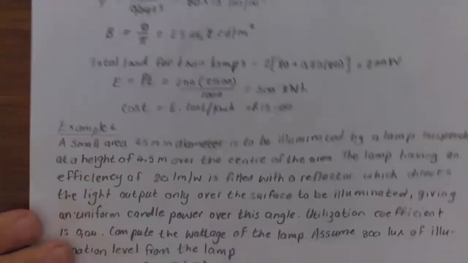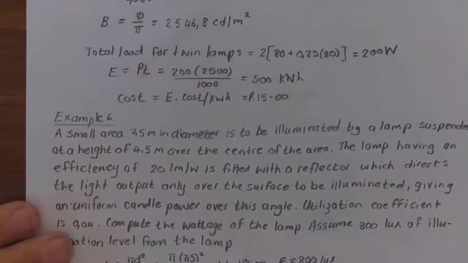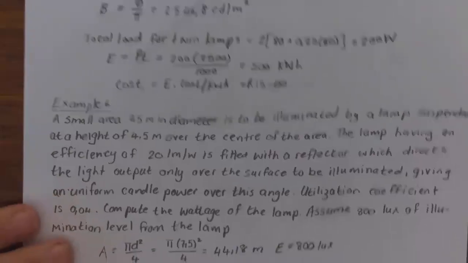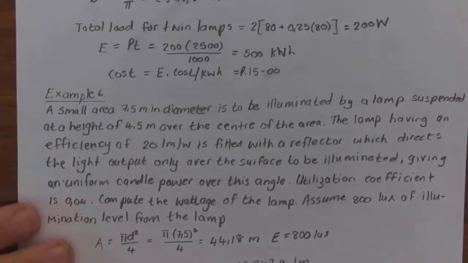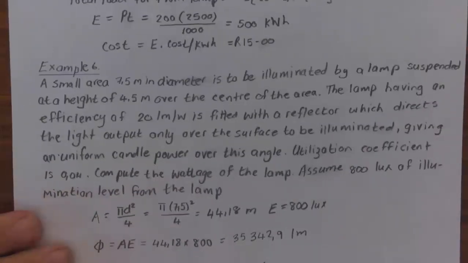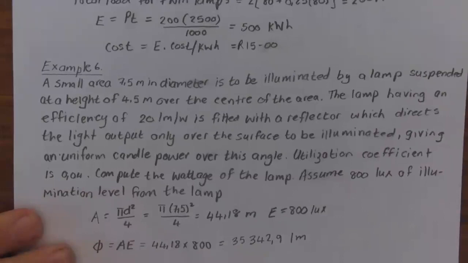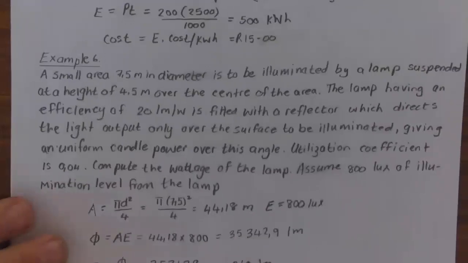And the total load for twin lamps is 2 times 80 plus, remember, the 25% of 80, which gives us 200 watts. The energy is P times T, which is 200 times 2,500 divided by 1,000 to turn it to kilowatt hours. Then we get 500 kilowatt hours, and the cost is the energy times the cost per kilowatt hour. And that's 500 kilowatt hours times 3 cents. That gives us 15 Rand.